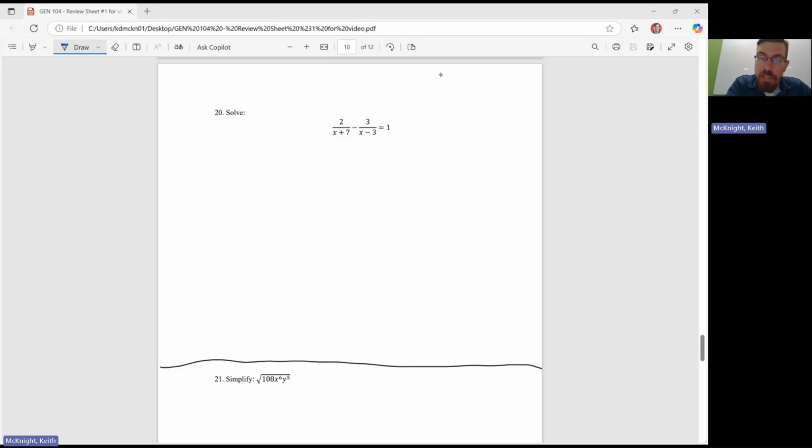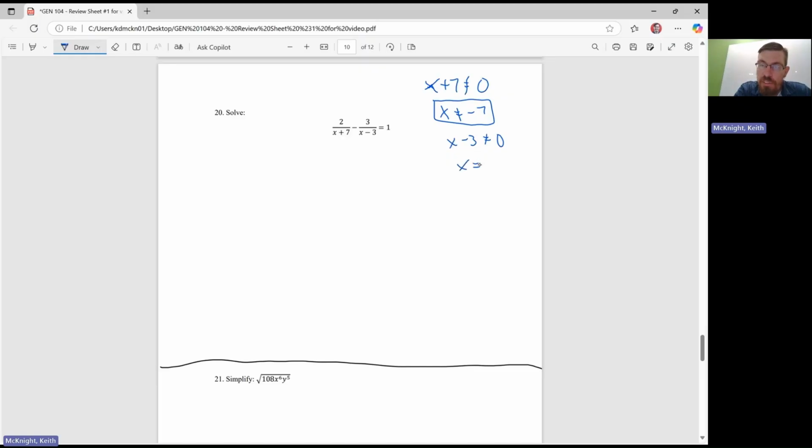So we're going to take our first bottom, x plus 7. I'm going to set that equal to 0. And remember, this is not supposed to happen, so we put a little slash through it. And then we're going to solve. So that's going to tell us that x is not allowed to equal -7. So that's one of our restrictions. We're also going to take x minus 3 and set that not equal to 0, because again, that's our other bottom, and it's not allowed to equal 0. So that's going to tell us that we have another restriction that x is not allowed to equal 3. So we have our two restrictions.